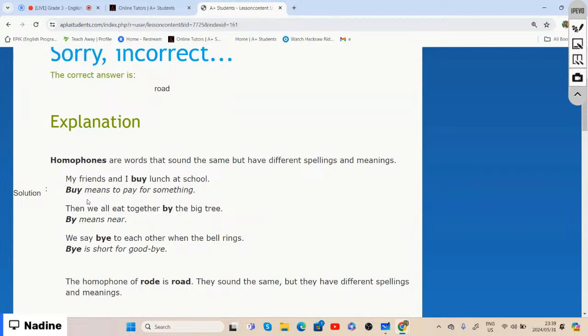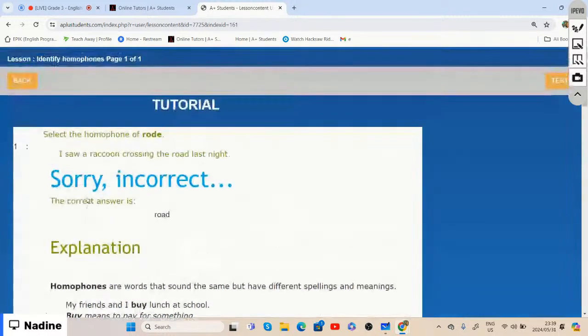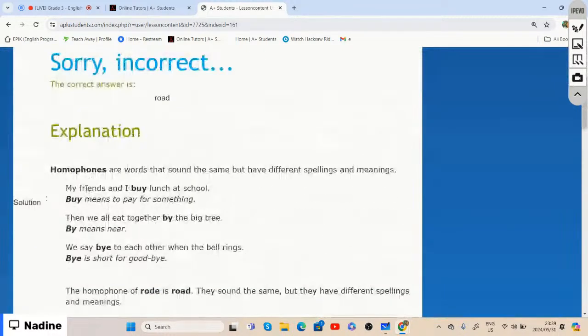All right, so now we're going to identify homophones, right? And we said homophones are words that sound the same, but they have different spellings and meanings, right? And we made an example earlier on about buy. We said buy means to pay for something. And then we have by, which means near. It's like I'm sitting by the tree, I'm standing by the shop. Or you have bye, which is short for goodbye, right?